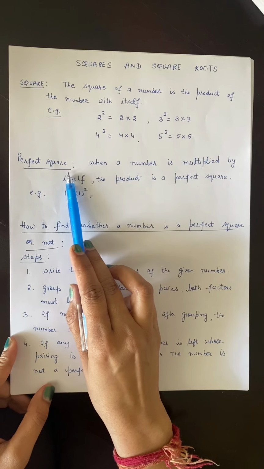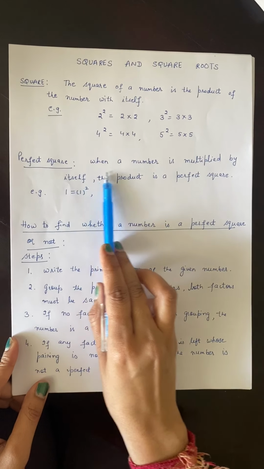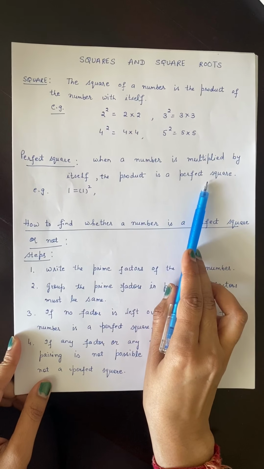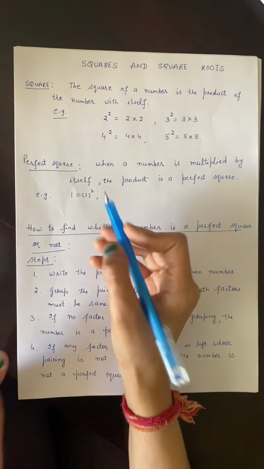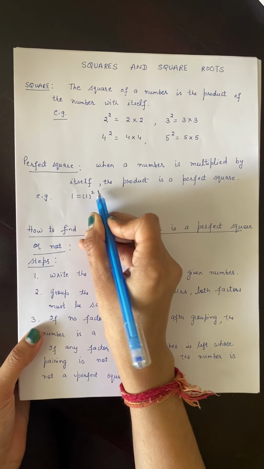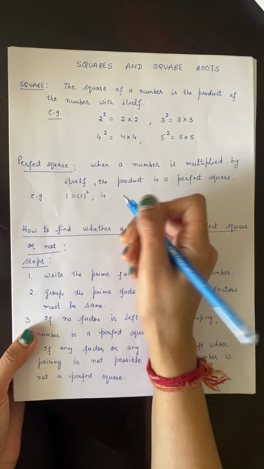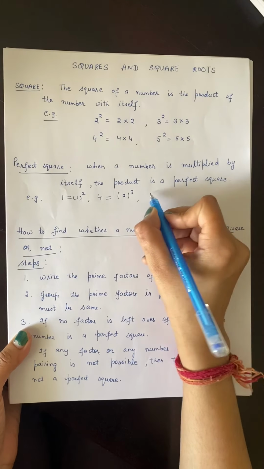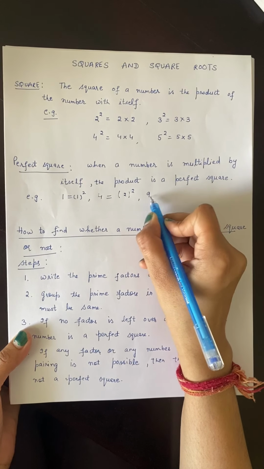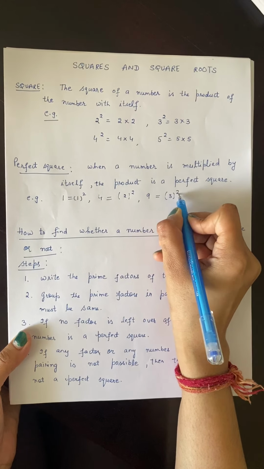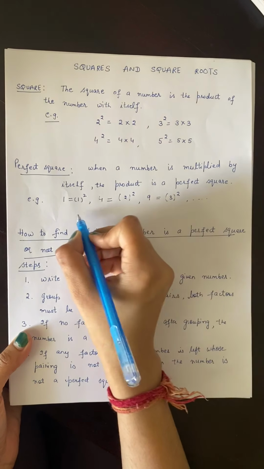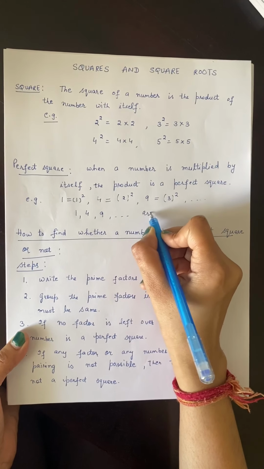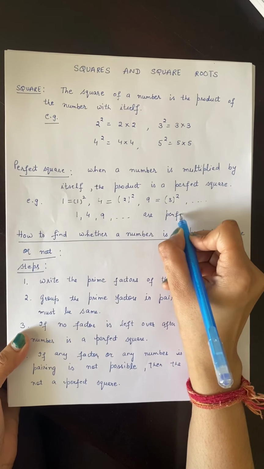When we talk about a perfect square, we can say a number which, when multiplied by itself, gives a product that is a perfect square. For example, we have 1, which is 1 squared. We have 4, which can be written as 2 raised to power 2. We can take 9, which can be written as 3 raised to power 2, and so on. So we can say 1, 4, 9 and so on are the perfect squares.